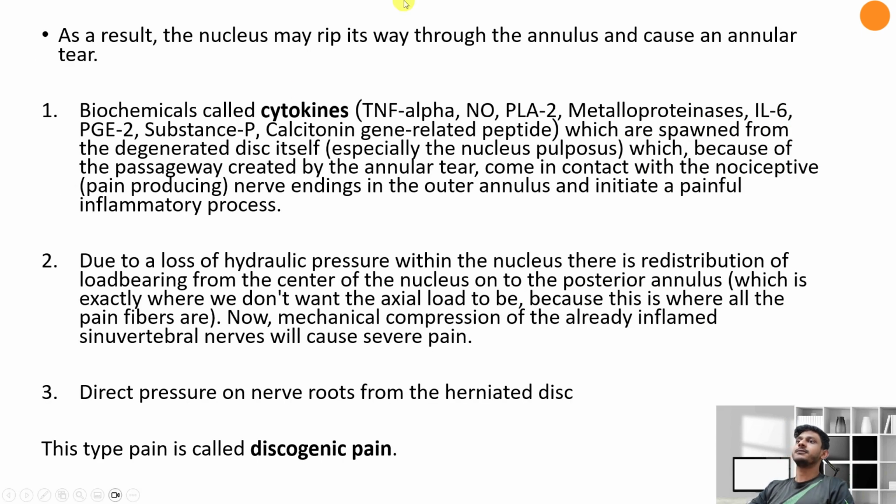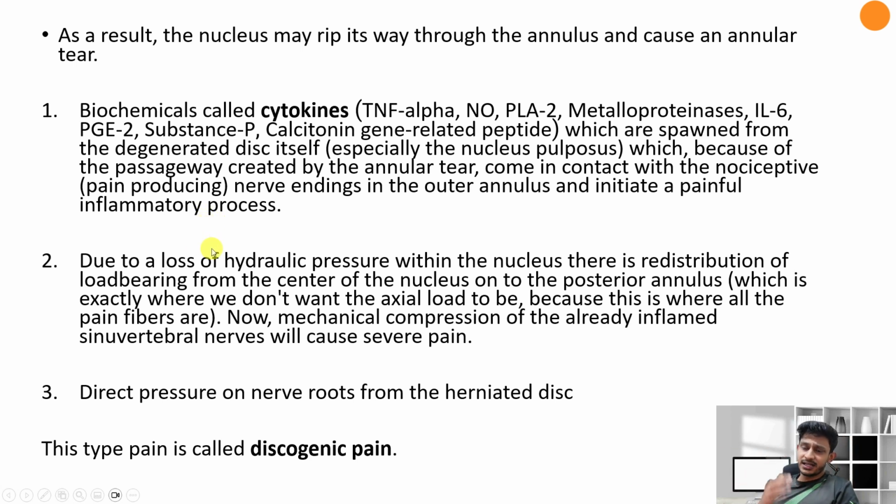So what happens when the annular tear extends all the way from the inside to the outside? As the nucleus pulposus undergoes degeneration, it produces cytokines. Cytokines such as TNF alpha and phospholipase A2 are spawned from the degenerated disc itself, and through the passageway of the annular tear, they come in contact with the nociceptive pain producing fibers at the outer aspect of the annulus, and this results in a painful inflammatory process.